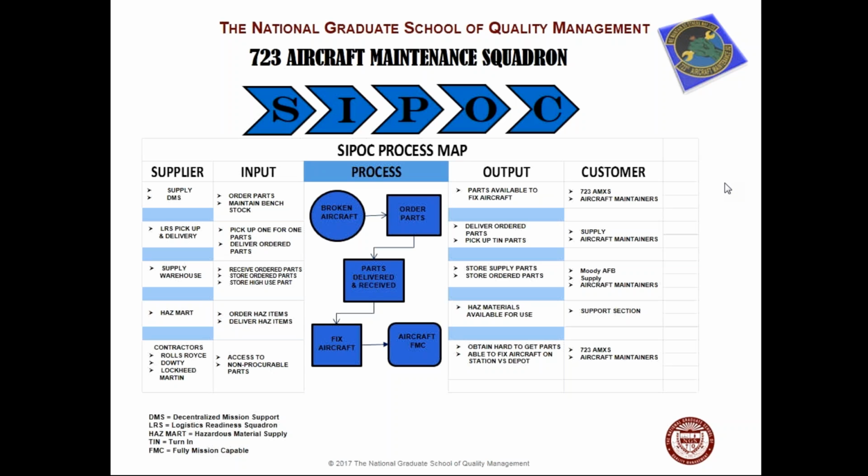Customer, our squadron, 723rd AMXS. Delivered, ordered parts, pick up parts. TN is turn in parts. Supply, aircraft maintainers, also the customers. Store supply, store ordered parts. The customers also, there's Moody Air Force Base, the whole base. They deal with materials unavailable for use. The support section: obtain hard-to-get parts available to fix aircraft on station. That's also the AMU, 723rd AMU. Next slide.